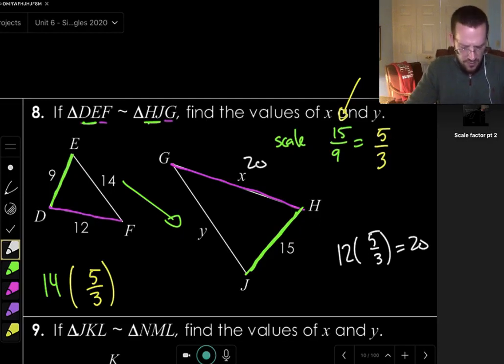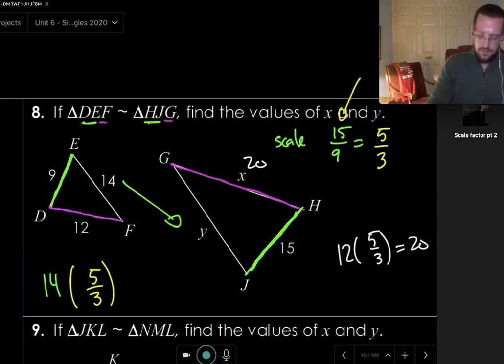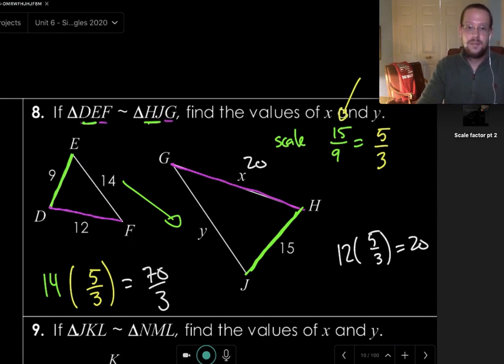This one's a weird one. 14 times 5 is 70, so I got a 2, a 7, and a 5. 70 divided by 3? Whatever that is. I can't do that one in my head. Oh wait, yes I can.